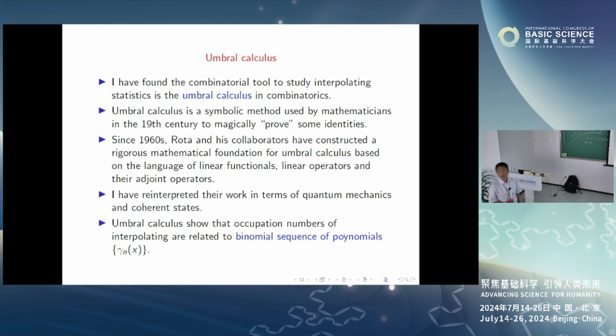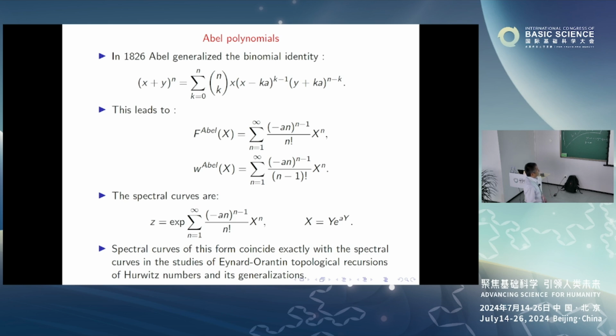So this looks very much like quantum mechanics. It turns out it can be interpreted in terms of quantum mechanics and coherent states. So umbral calculus is a combinatorial thing, but it can be interpreted in terms of coherent states. Umbral calculus shows that the occupation numbers of interpolating statistics are related to the so-called binomial sequences of polynomials in combinatorics. In the following, I just want to mention certain examples which give us something interesting.